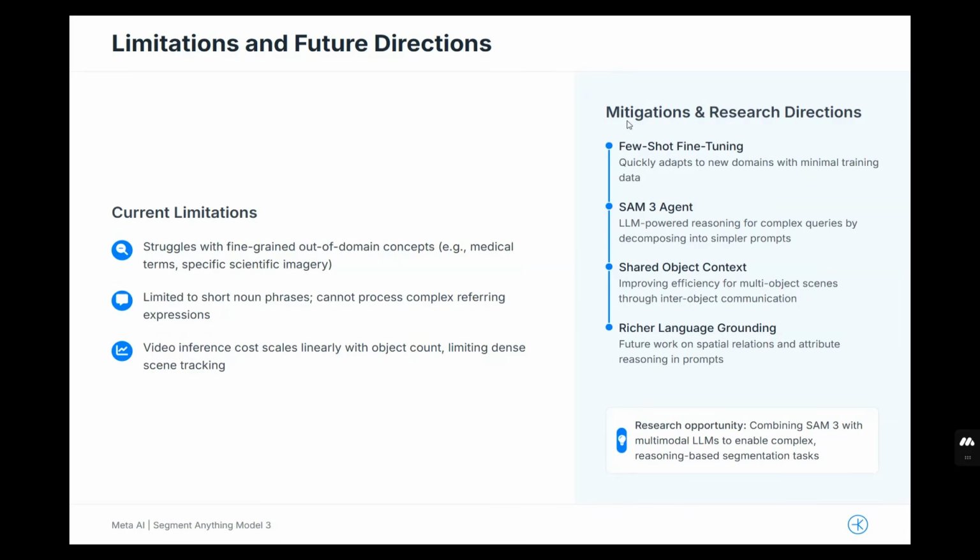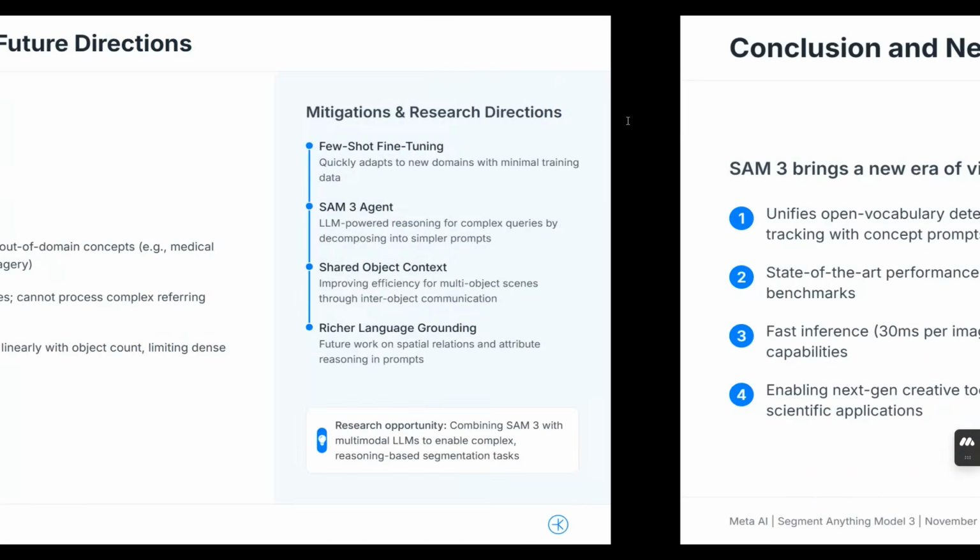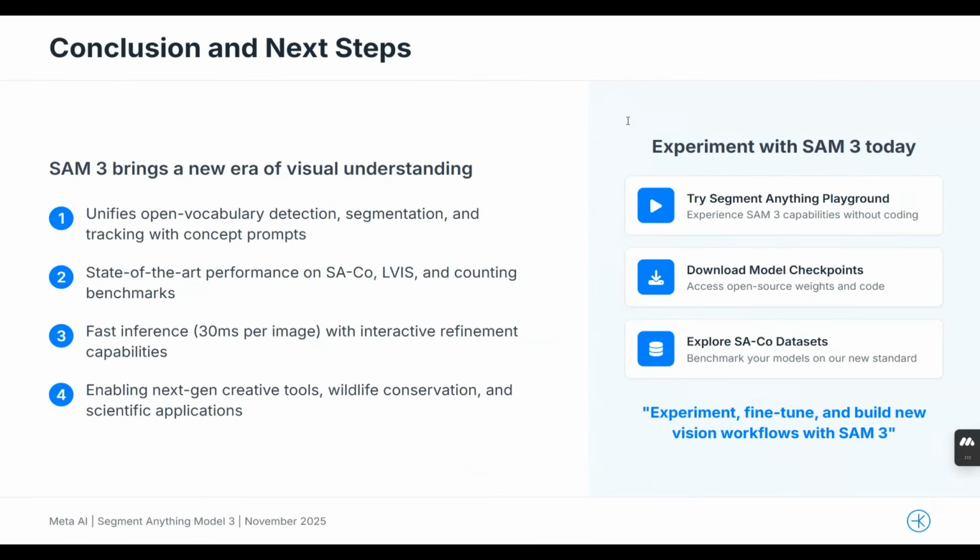And SAM 3 aligns vision, language, and time. It understands your prompt, finds the object, segments it, tracks it, names it, and hands it back lightning fast. Forget giving instructions to the tools. This model just builds it.